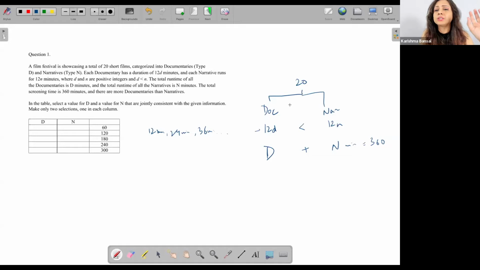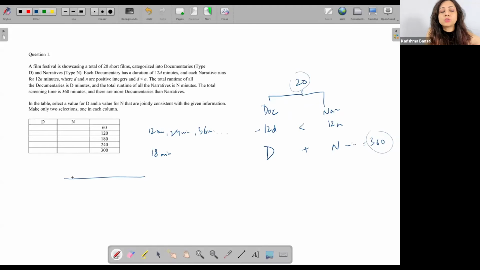So I know that there are total 20 movies. I know that the total runtime is 360 minutes. Yeah. What does this tell me? What information can I gain from this? This tells me that on average, every movie runs for 18 minutes. Does that make sense? Why? 360 total minutes and 20 movies. That means the average runtime of all the movies together, the D's and the N's together, is 18 minutes.